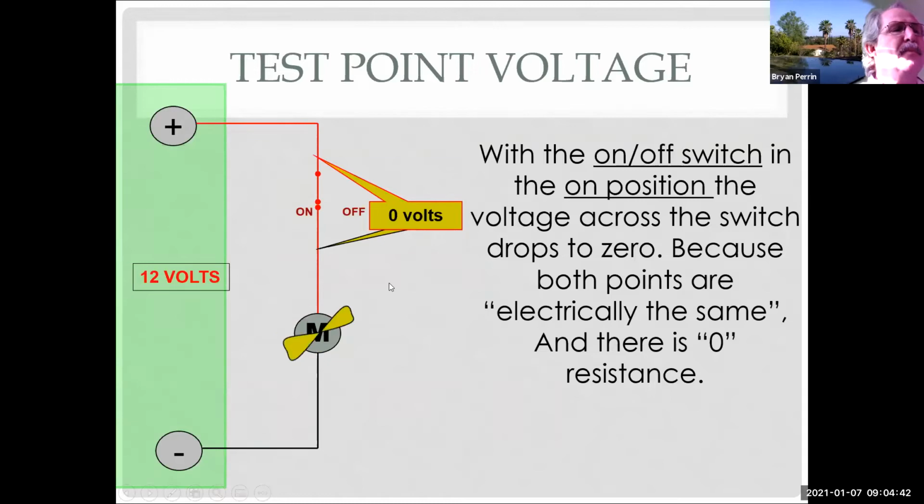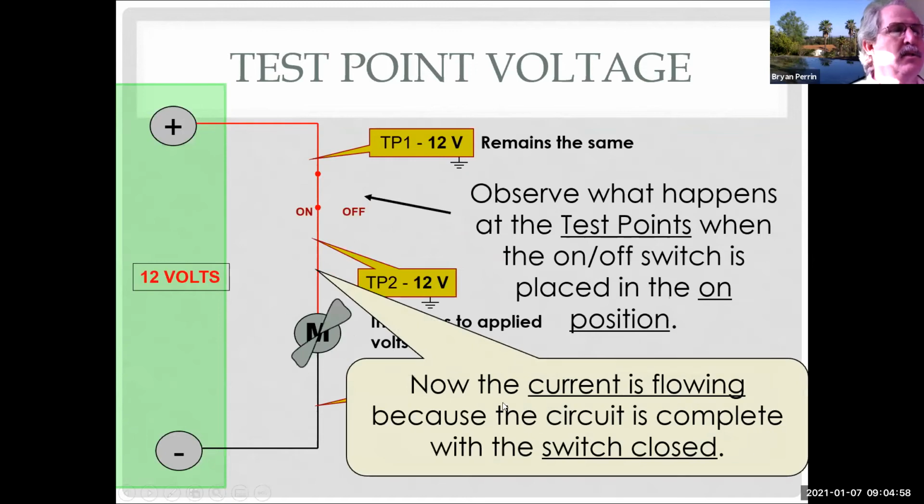So this is what people struggle with. Again, I've got a motor here so we stay cool, but this could be a solenoid, this could be a light bulb, it could be anything. It doesn't matter. What we just talked about is going to work the same way. So now current is flowing because the circuit is complete with the switch closed.